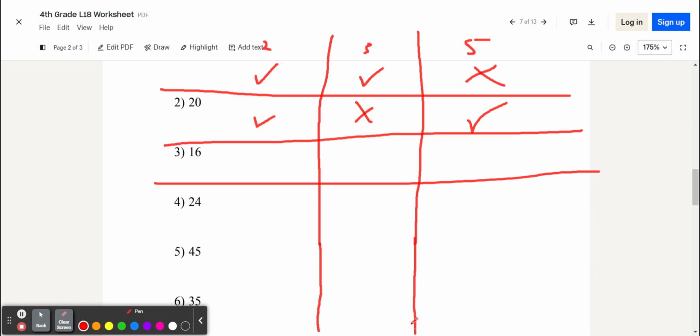Now 16, it ends with a 6, which is even, so it's divisible by 2. For 3, 1 plus 6 is 7. 7 is not divisible by 3, so that's an X. And it does not end with 0 or 5, so that's another X.